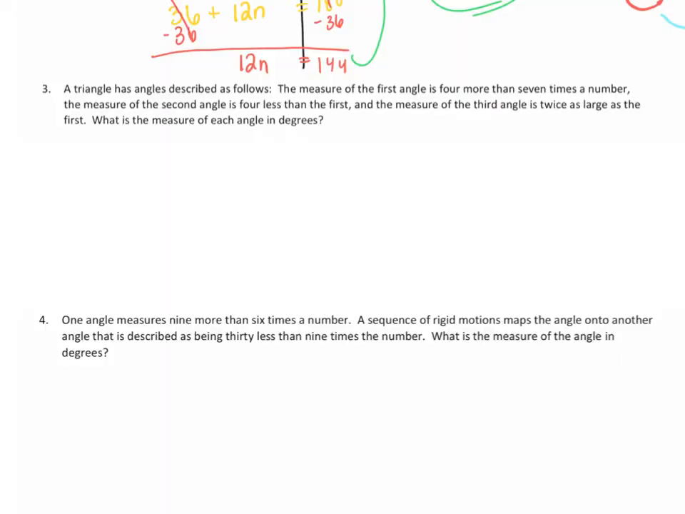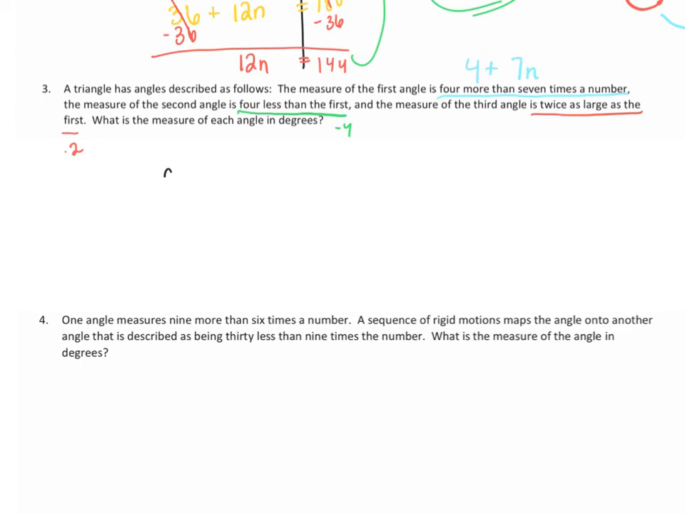Number 3, a triangle has angles described as follows. The measure of the first angle is 4 more than 7 times a number. 4 more than 7 times a number. This is my first angle, angle A or whatever. The measure of the second angle is 4 less than the first. So that first one, take away 4. And the measure of the third angle is twice as large as the first, so times 2. What is the measure of each angle in degrees?